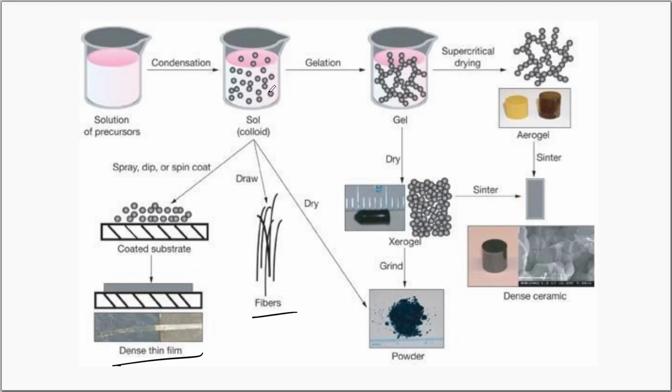When the sol is transformed into gel through the process of gelation, we get the gel, and when the gel is dried, we get xerogel. This drying process is called thermal drying. When the gel is dried using the supercritical drying method, we get the aerogel. Upon compressing the aerogel, we get the dense ceramic form of the nanoparticles. And when the xerogel, that is obtained by thermal drying of the gel, is ground into a powder, we still get nanoparticles.